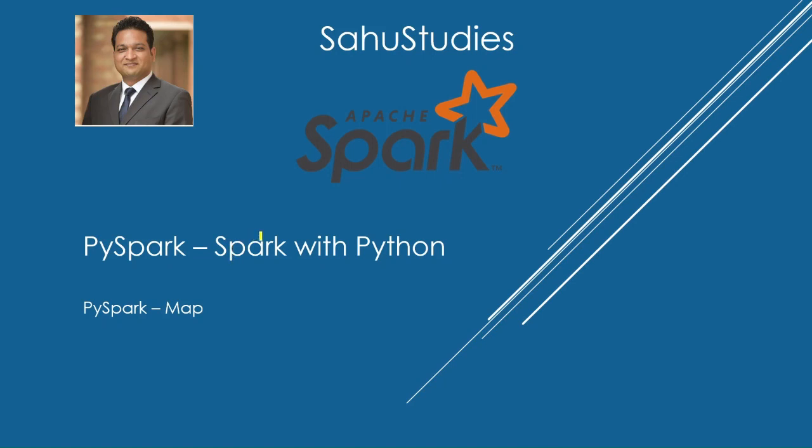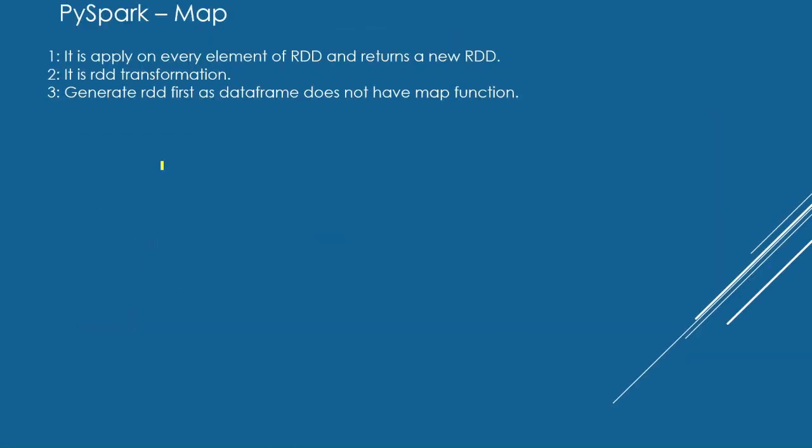In this video, we are going to see how the map function works in PySpark. So let's discuss something about the map. Map is applied on every element of an RDD and returns a new RDD. Map is a transformation function which we generally apply on the RDD.